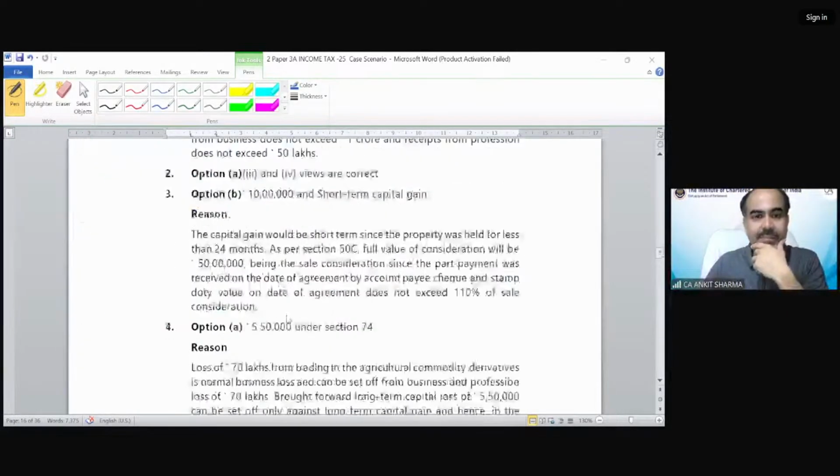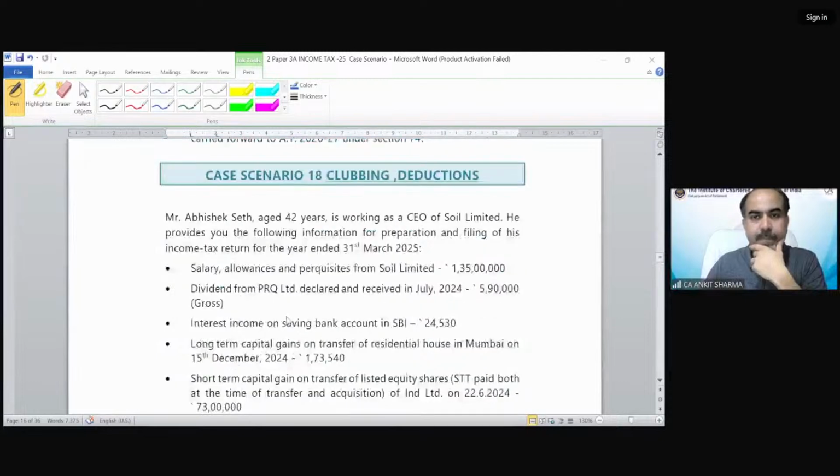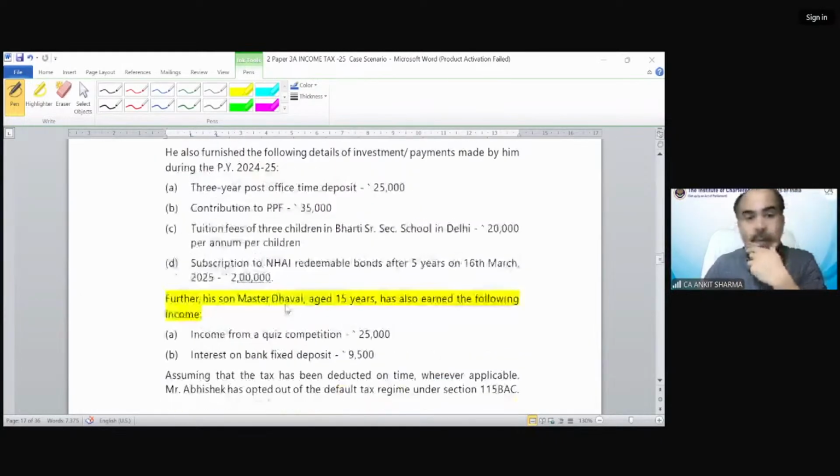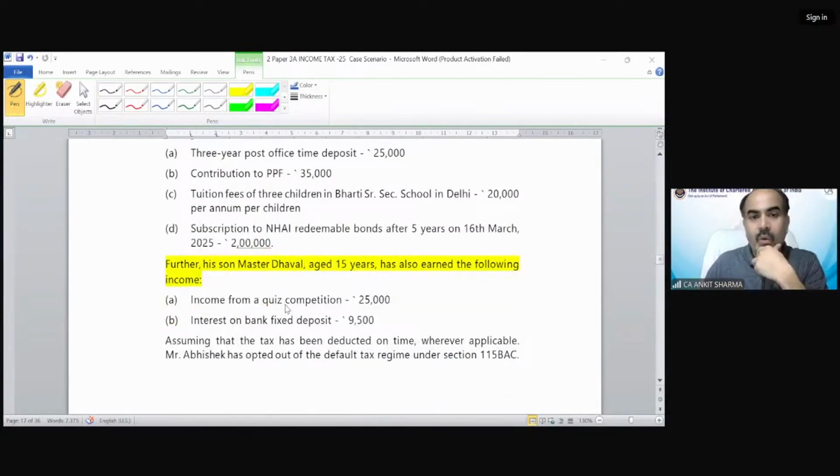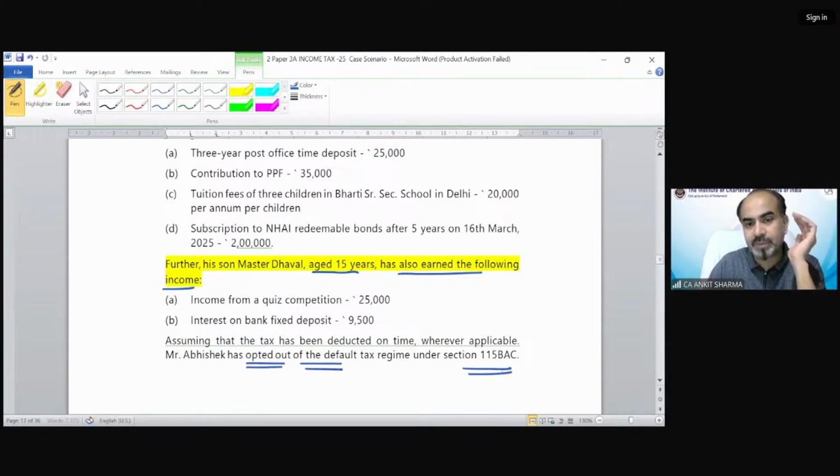Next is, this is for the clubbing and deduction part. Question number 18. This point is for clubbing purpose. Further, his son Master Dhaval, aged 15 years, has also earned the following income. First of all, we have to see whether he is under the default tax regime or not? And he has opted out of the default tax regime.